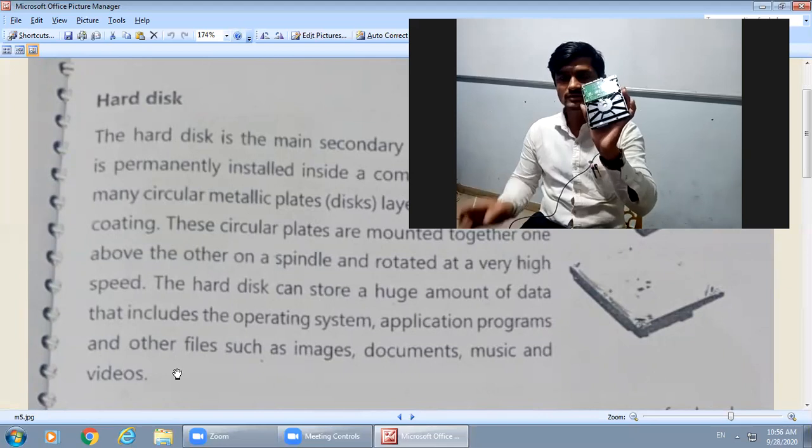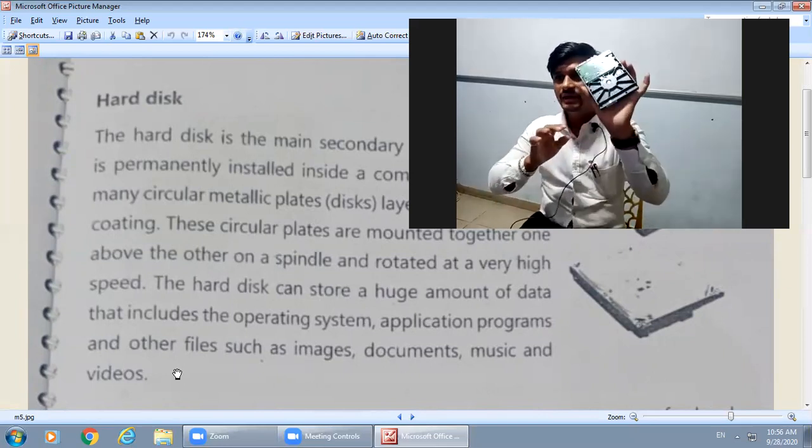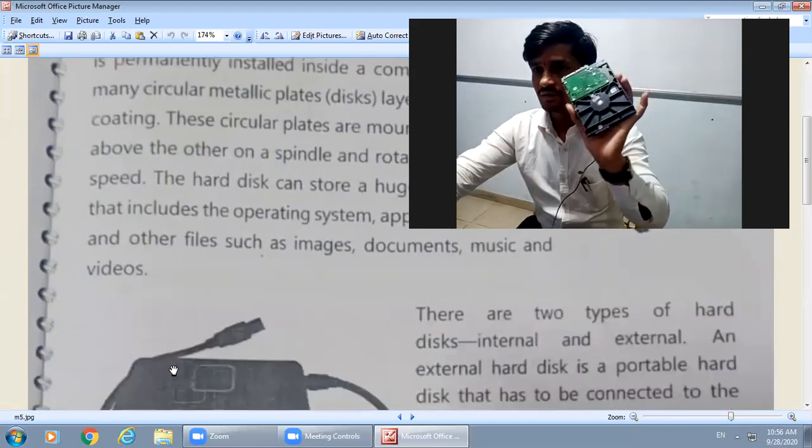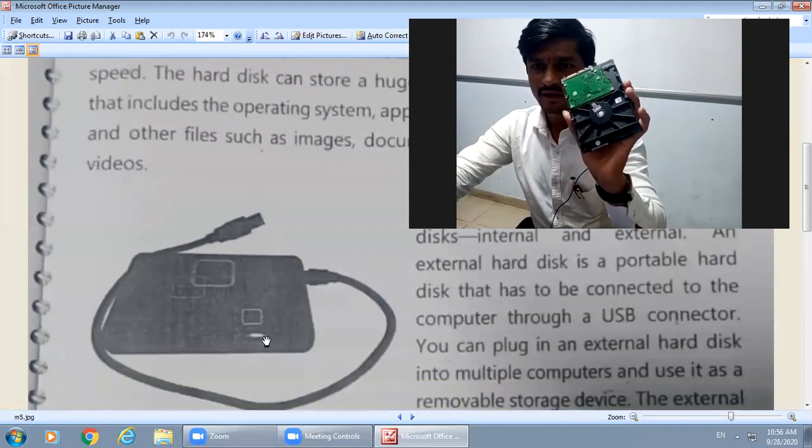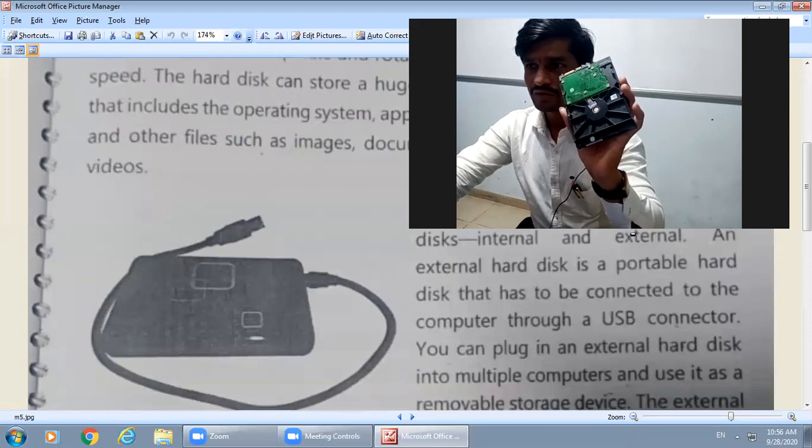So it is the main secondary storage device of our computer. It is permanently installed in our computer. It is the internal hard disk. Now I will show you the other kind of hard disk, that is the external hard disk.